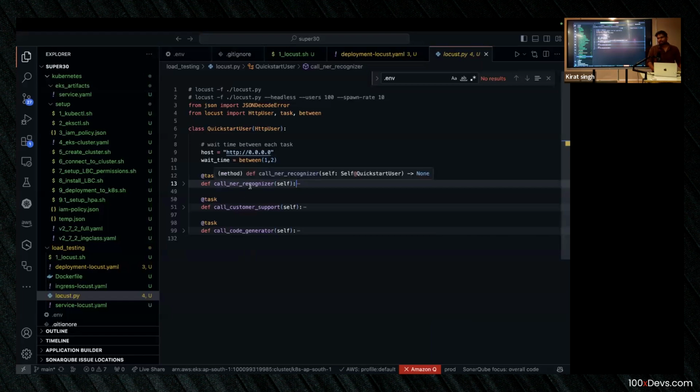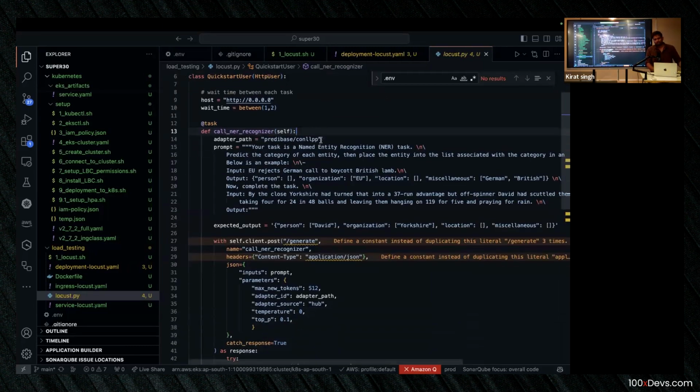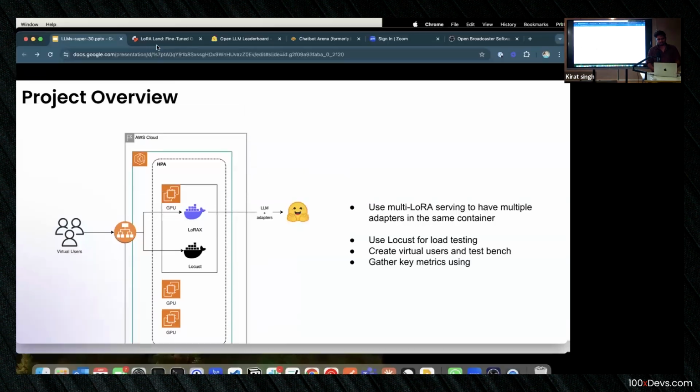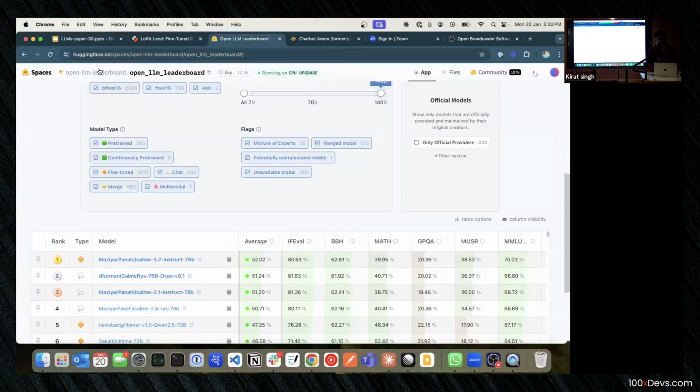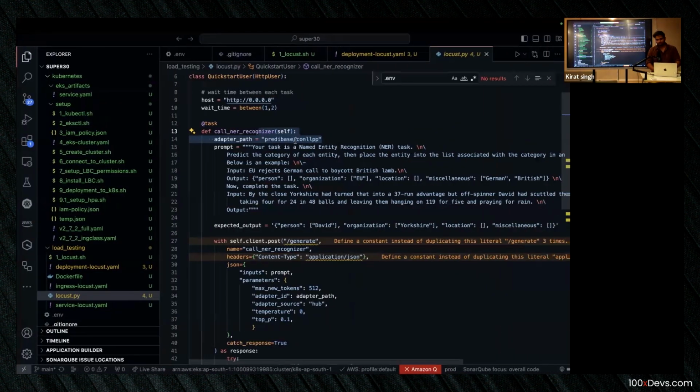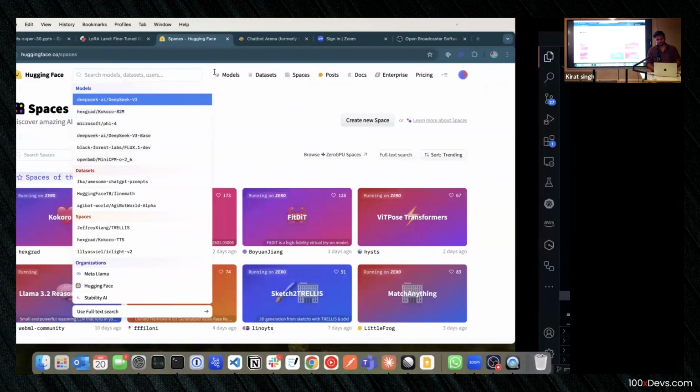First task is call NER recognizer, which is like finding out the names, then customer support, then code generator. If it goes to the NER recognizer, see, this is the adapter name. The client actually says, I want output of this adapter. You have to say it from the client side, and then the server actually runs that adapter and gives it to you. So that's the adapter path, right? It's actually downloaded from Hugging Face, so you can also see it in Hugging Face. If I go to Hugging Face, I can say that I'm actually looking for this adapter. See, this is how adapters look like.